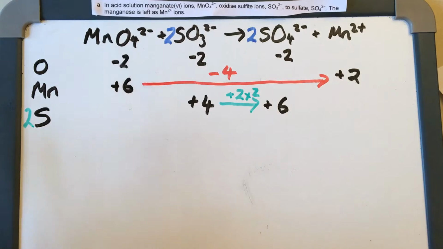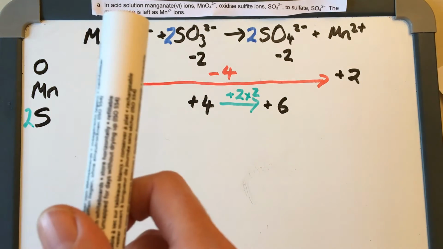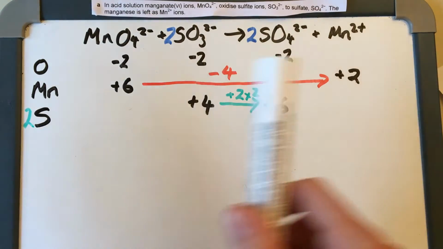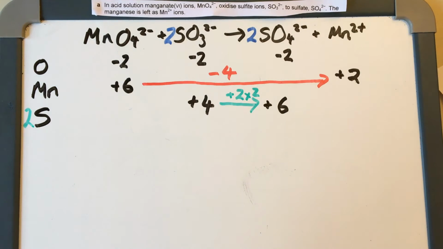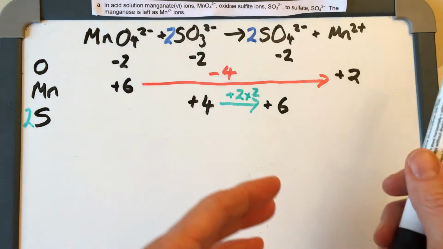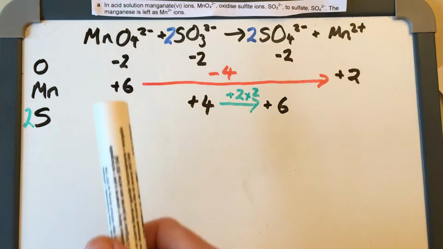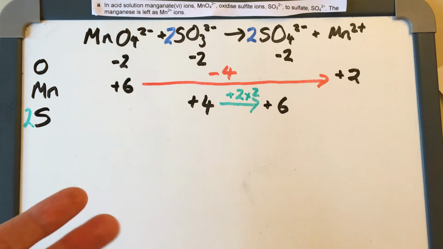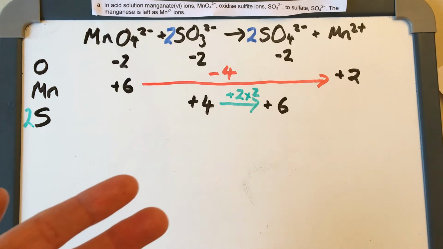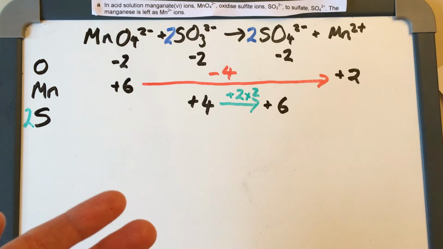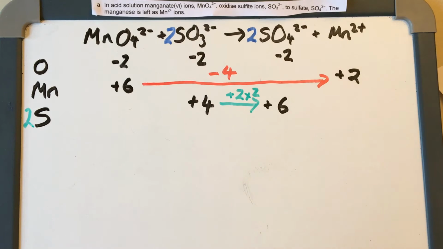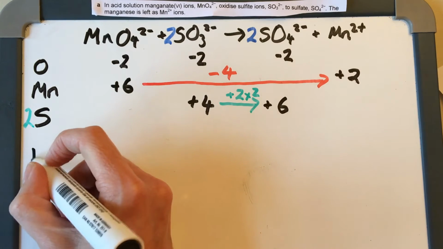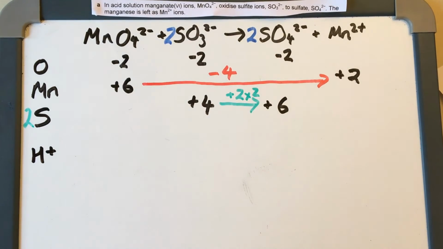If you go back to the question, it also says we've got acid solution. So if step 1 is using the oxidation states, step 2 is balancing the charges. So at the moment we won't have equal charge on both sides, and we can't lose or gain electrons. We also can't lose or gain charge. So we need to add something in order to balance the charge. And the fact it says in acid solution gives us a clue. So to balance the charge, we add some H+.